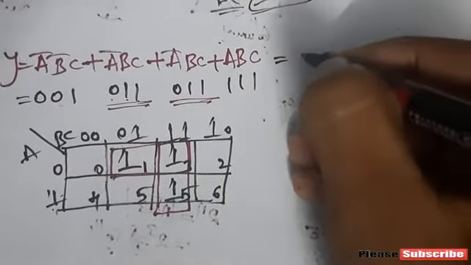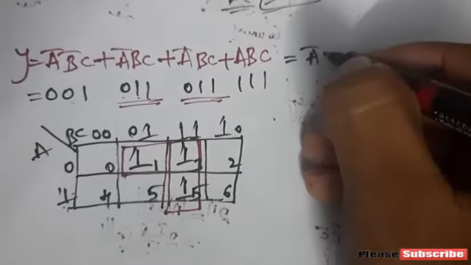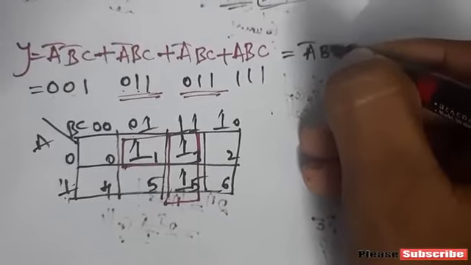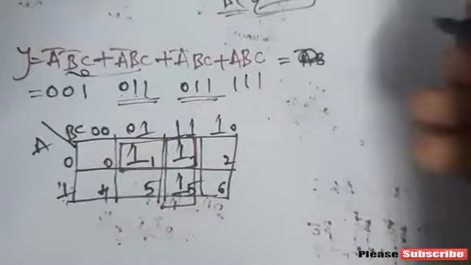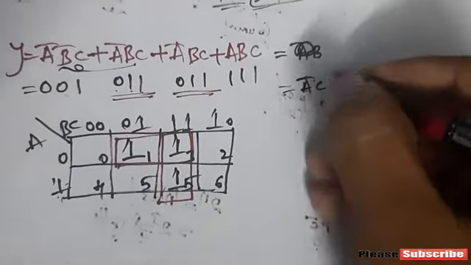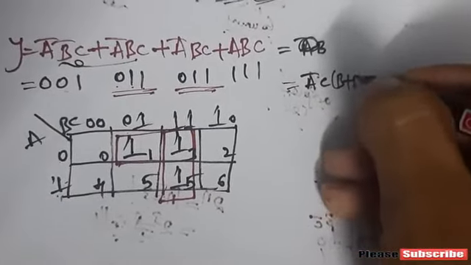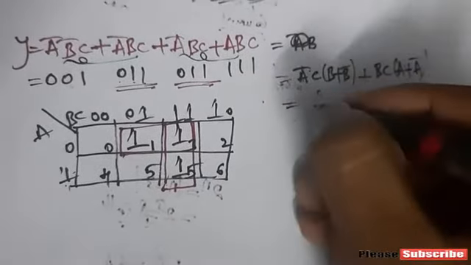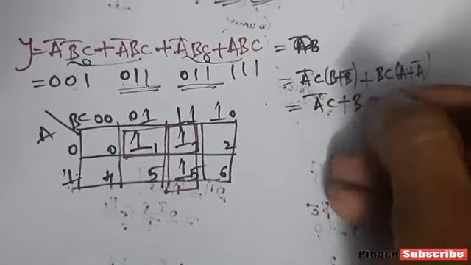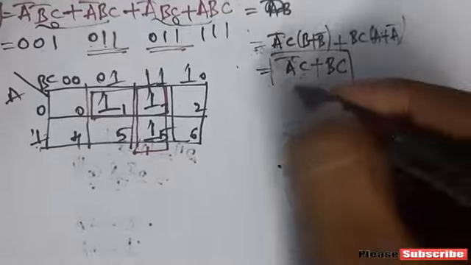Let's solve with the conventional method. A bar B bar C, sorry, A bar C. If you take the common from these two terms, A bar C common, B plus B bar, and from these terms B C common, A plus A bar. This will be the A bar C plus B C. This will be the answer.